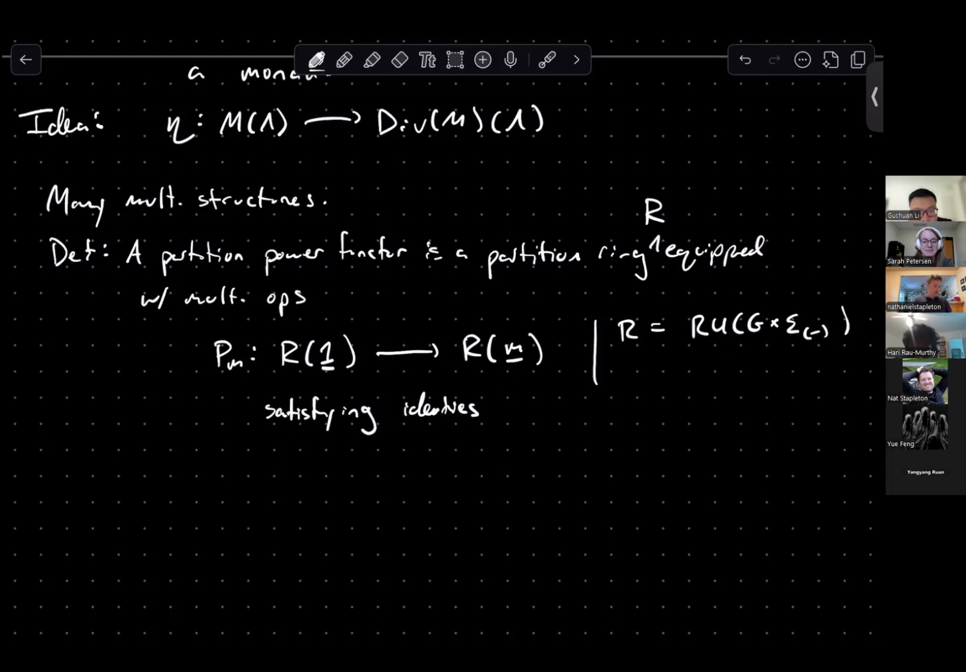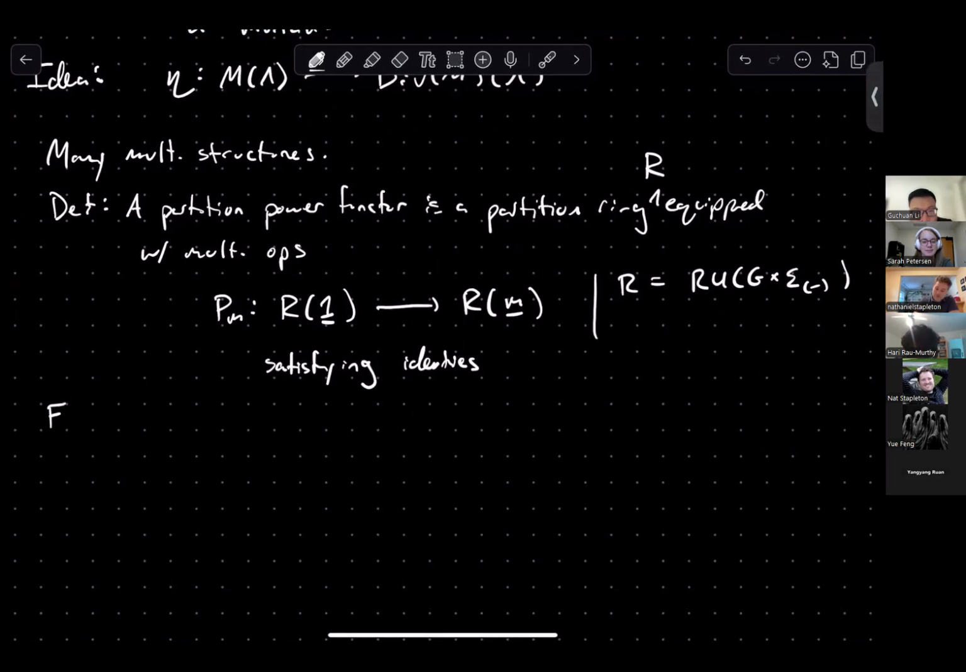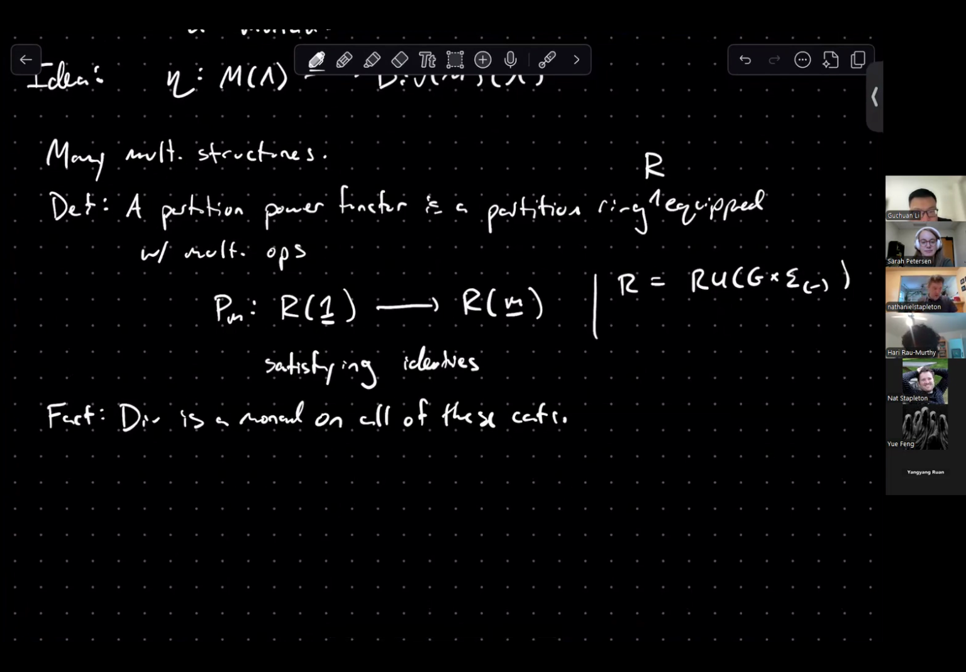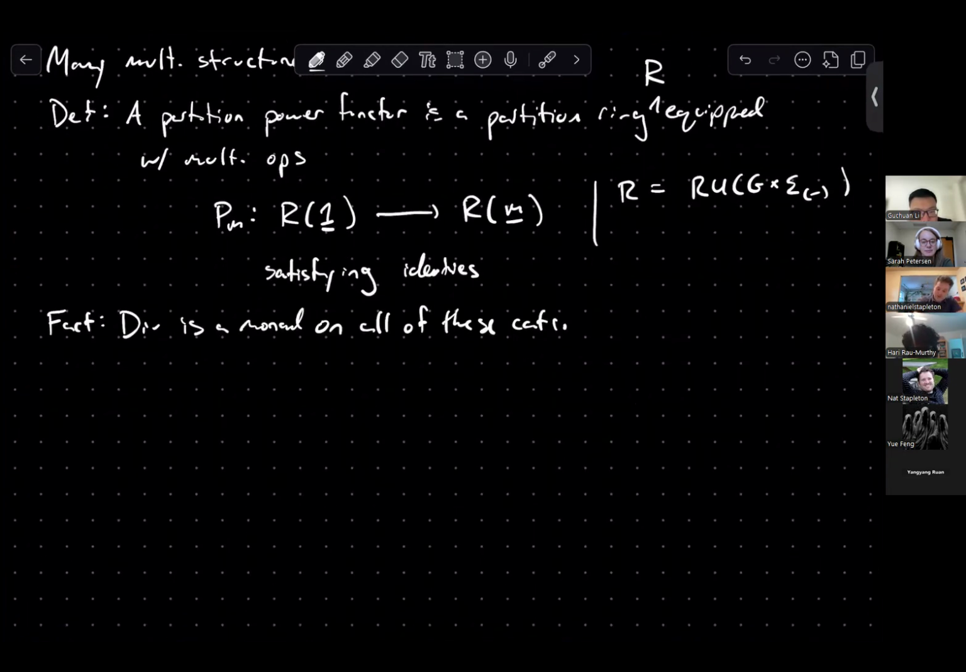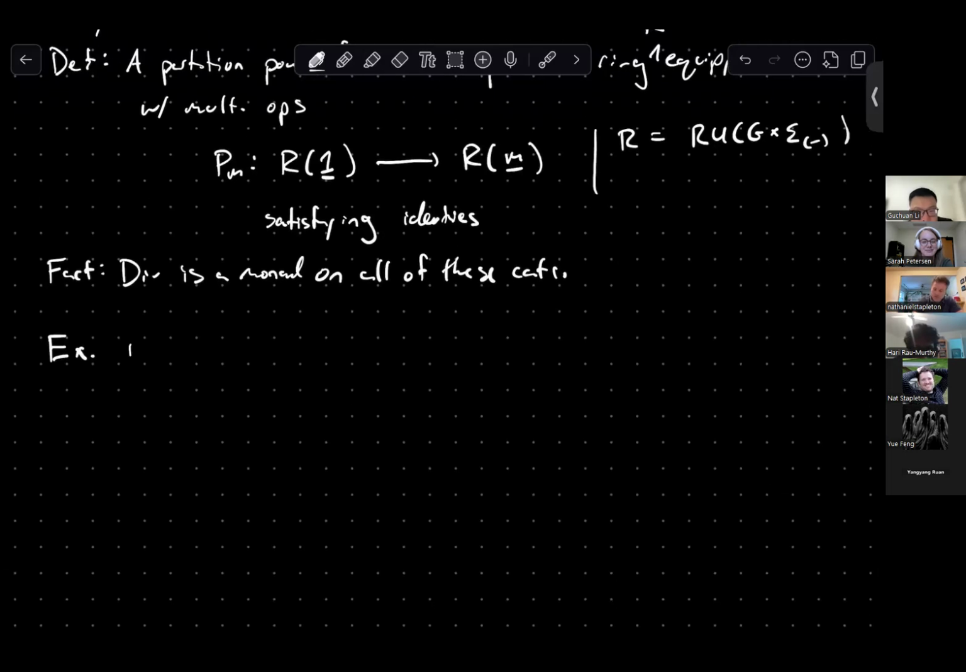So we have partition rings, we have these partition power functors, and it turns out that div is a monad on all these categories. So div is very well behaved. All of these categories, the category of partition rings, the category of partition power functors, and so on. I want to do an example. This is important. We are definitely at the stage where examples are required. So let's talk about the initial partition ring.